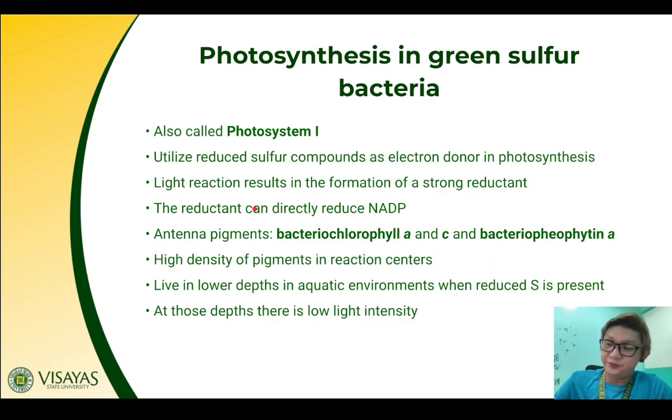photosystem 1. So they utilize reduced sulfur compounds as electron donor in photosynthesis. Light reactions result in the formation of a strong reductant. The reductant can directly reduce NADP. Antenna pigments, bacterial chlorophyll A and C, and bacterial pheophytin A, high density of pigments in the reaction centers. They live in lower density aquatic environments, where reduced sulfur is present at those depths, and there is low light intensity.